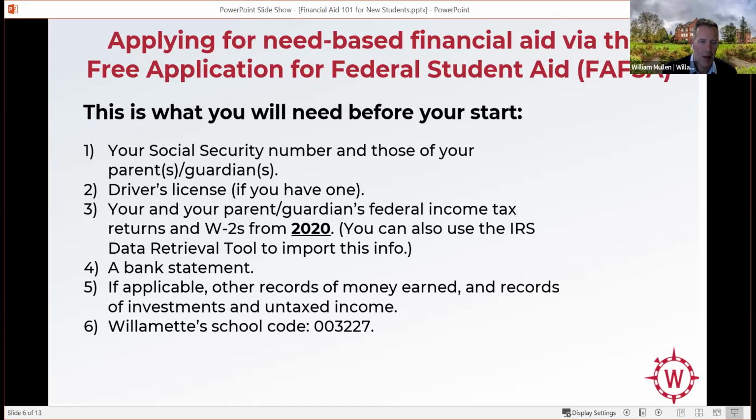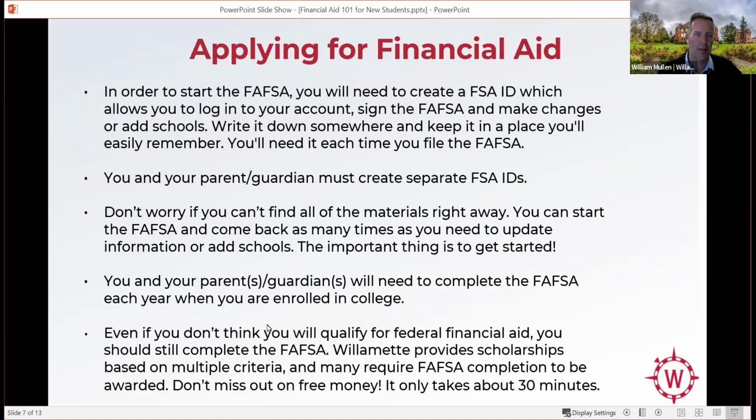Bank statements, and any other records of money, investments, untaxed income, and so on and so forth. And then you have to put in the school code as well. Our school code is 003227. Every college and university has a school code. It's usually pretty easy to do a Google search to find those. Okay. So let me just go through the process a little bit, and then I'm going to actually show you this thing.